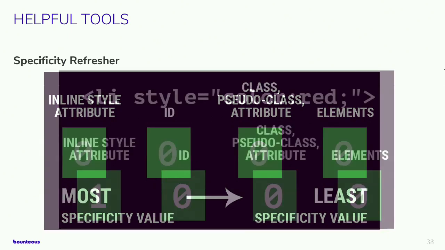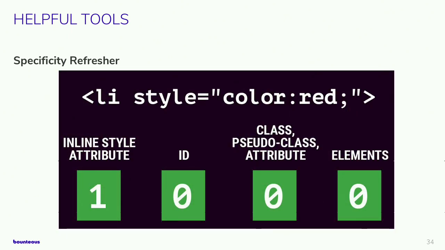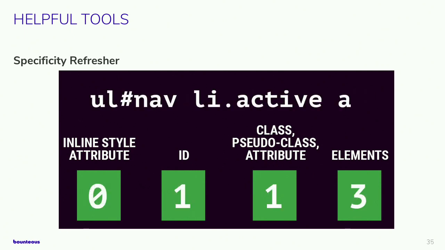Let's look at a few examples just to put it together. So this LI has an inline style, and it's going to be a specificity of 1,000, so I know that's going to win. Bad idea theming, right? We can do better. Here, the value is 113, because we have one ID, one class, and three elements.